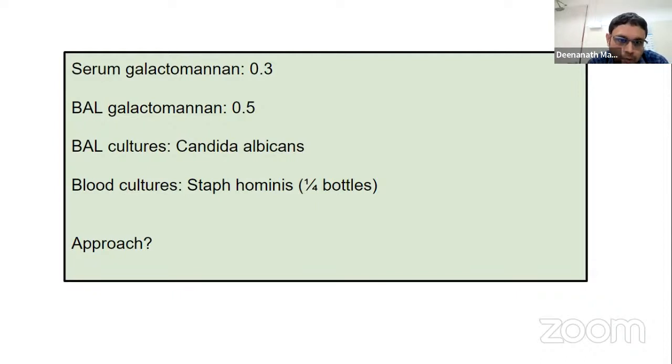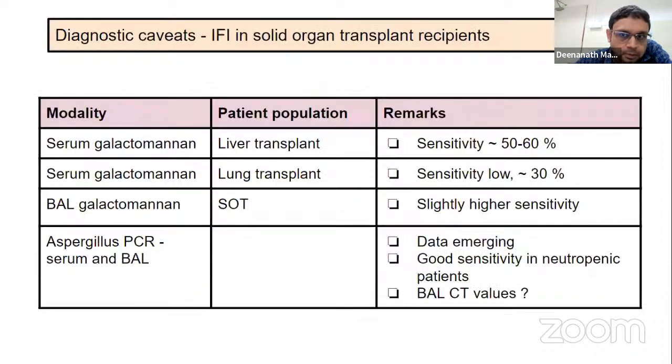Blood cultures grew Staph hominis. So again, you have two different bugs there which don't fit into the clinical picture. It's 1 out of 4 bottles, but your bile galactomannan as well as serum galactomannan is negative. So what could be the approach? Are we still considering Aspergillus? Are we considering non-Aspergillus molds? Are we considering the other bacterial pathogens?